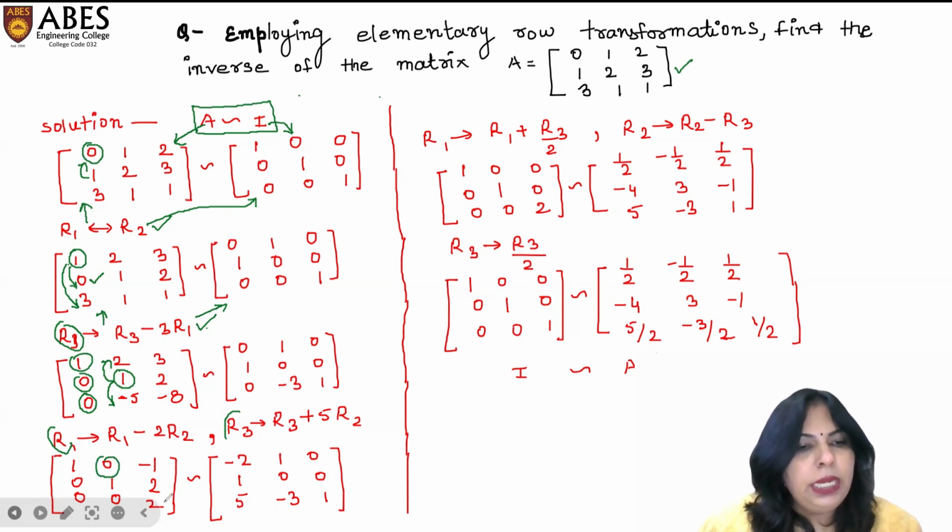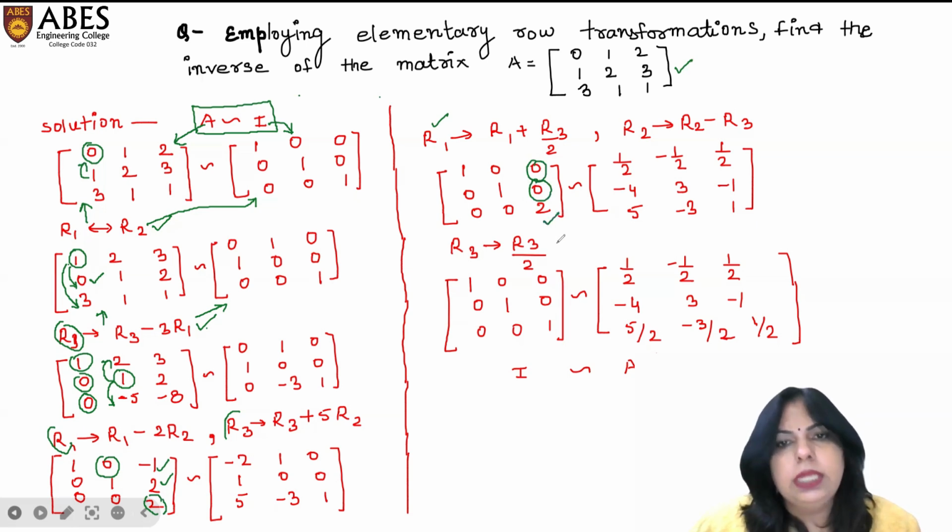Now, finally, the last two need to be converted into 1, and this is the time to apply this operation R1 plus R3 by 2. When we use this operation, before making this 2 we can make the above element 0 if you wish. Then we are converting these two zeros. After that, at last, we are making this element 1. We can change only this step if you wish.